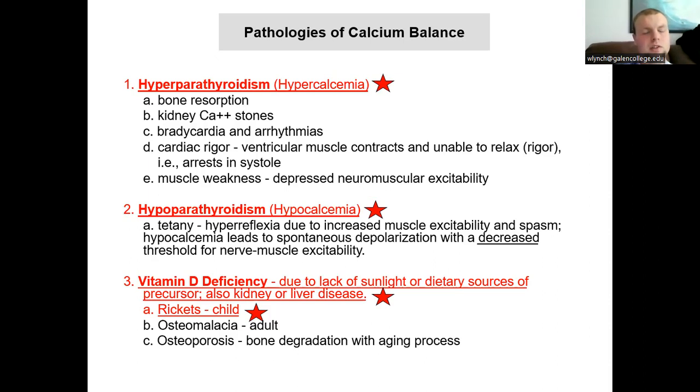Finally, vitamin D deficiency. In kids, this can lead to rickets, which is the malformation of bone growth. In adults, it leads to either osteoporosis or osteomalacia, which is the degradation of bone that can lead to porous bone, which can be easily fractured or broken.